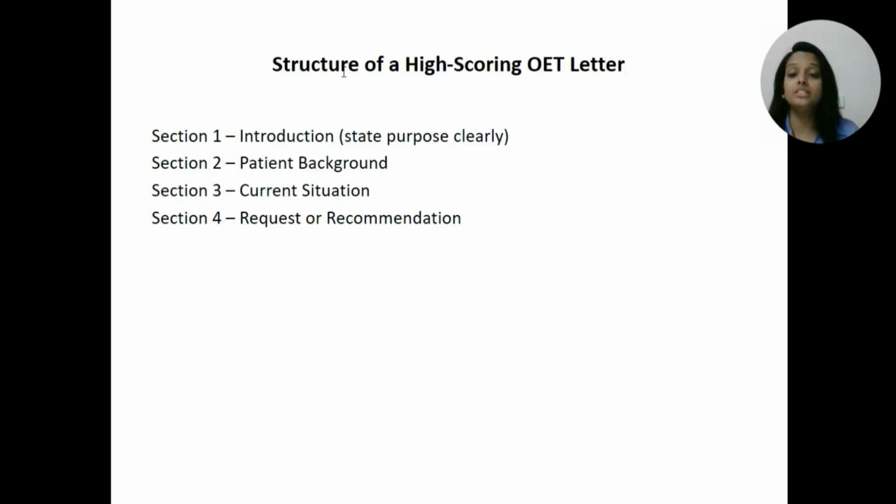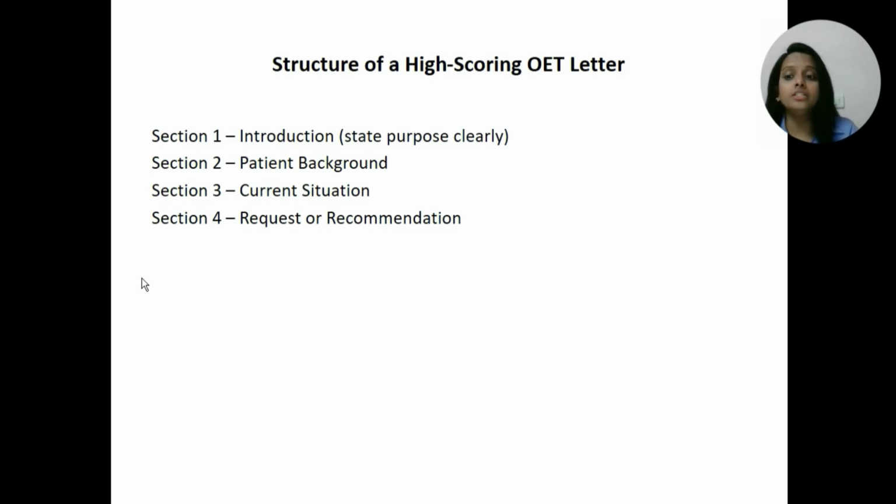The second one is the patient background. Here comes the relevant medical history. You should take what matters for the receiving professional, not everything in a random way. Okay. And section 3, current situation. So you have to explain the recent treatment, current symptoms, and progress in hospital.